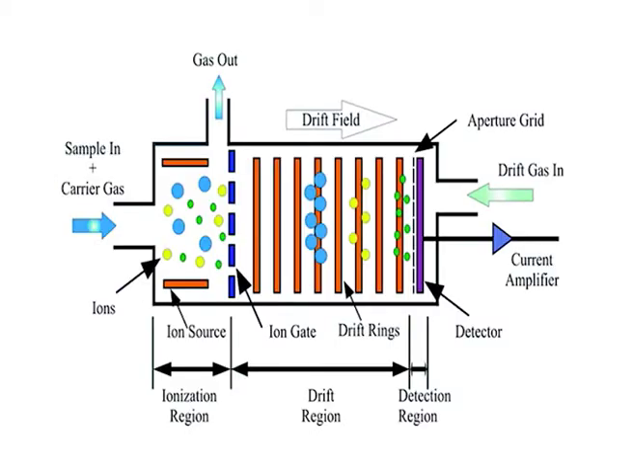Some other technical methods are high performance thin layer chromatography or HPTLC, ion mobility spectrometric technique, X-ray diffraction spectroscopy, GC ion scan. With this, we come to the end of module 5.